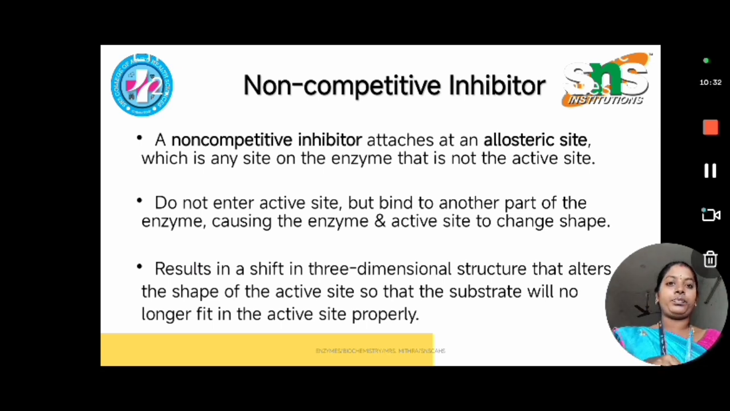This results in a shift in the three-dimensional structure that alters the shape of the enzyme and the shape of the active site, so that the substrate will no longer fit into the active site properly. Because the inhibitor binds to any part of the enzyme, the enzyme shape changes and the active site shape also changes. So there may be no substrate attached to that active site, and hence no product will occur.